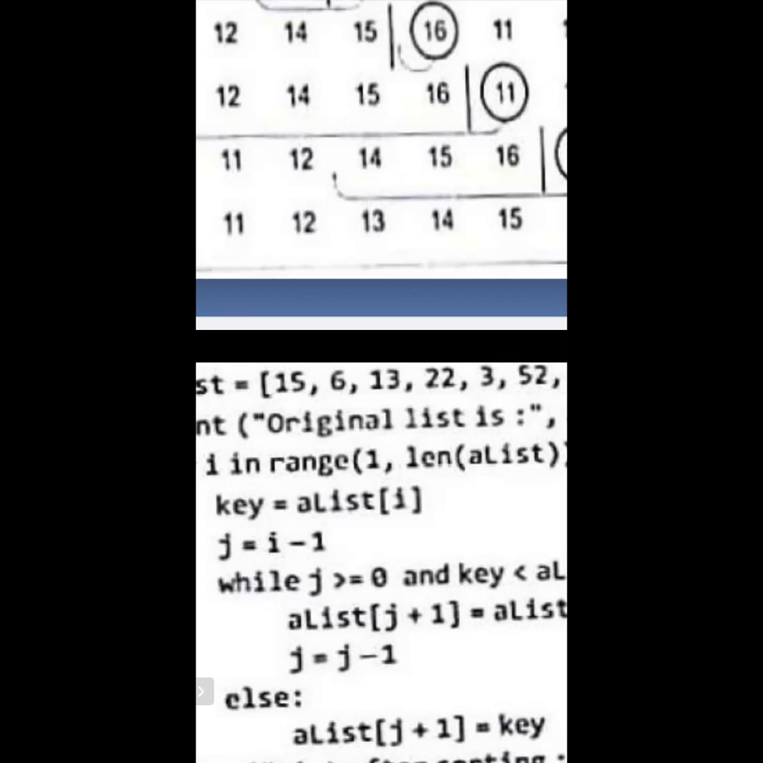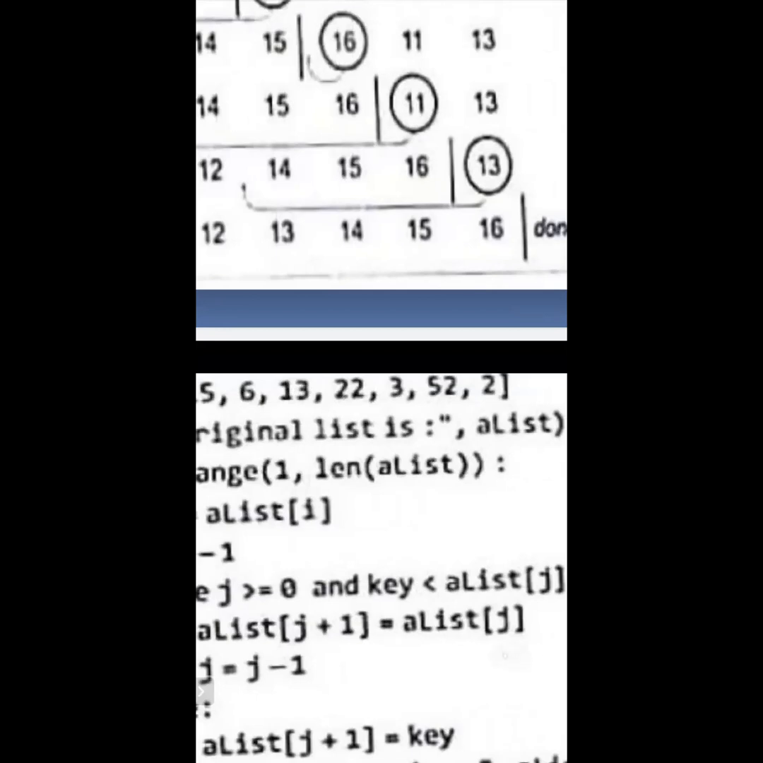Now, what is the new element? Means 3, 6, 13, 15, then 22. Then it is last element. One more element is there. 52 will be compared. Can you understand this one? Yes, sir. Likewise, each element will be compared with all the left side elements.